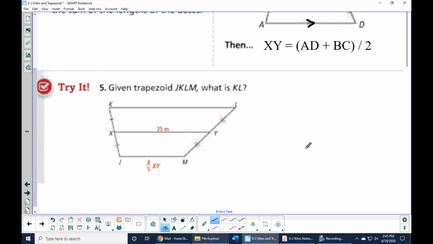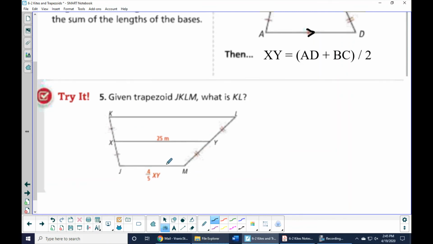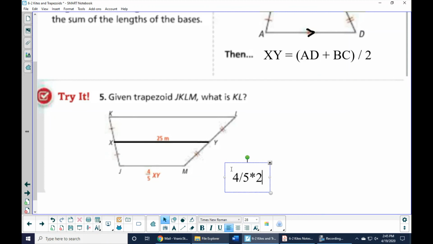Okay, so this example problem is kind of tricky. It says this JM right down here is 4/5 of XY. Come on, really? You gotta make the problem like that. 4/5 times XY. Well, lucky for us, we know what XY is. It's 25. That looks terrible. I'm gonna fix that. I'm sorry. But that we know is 25. So what we're gonna start off with is 4/5 times 25, not 28. And that comes out to equal 20, okay?